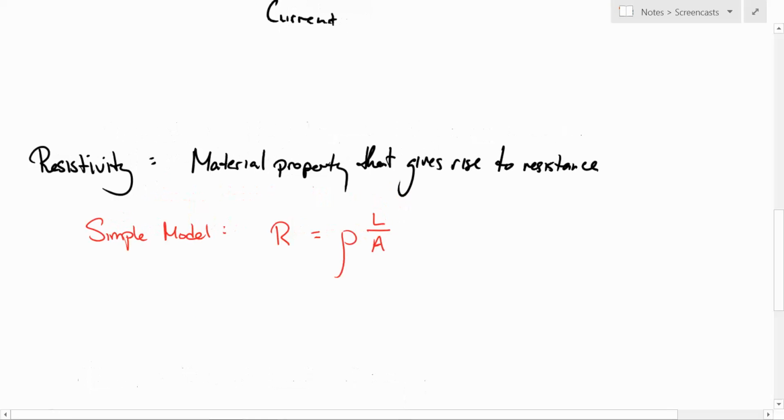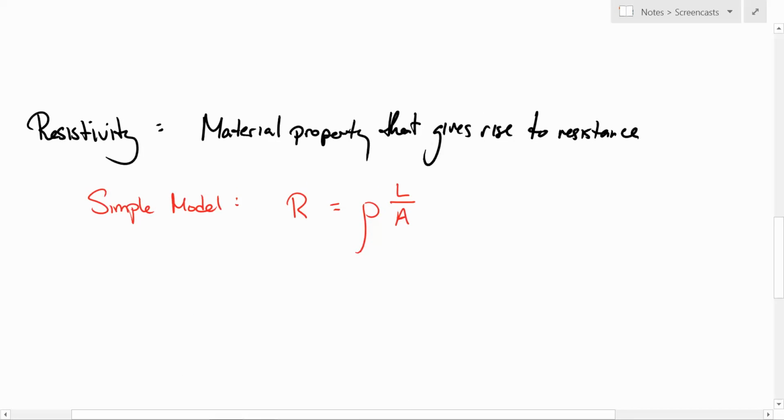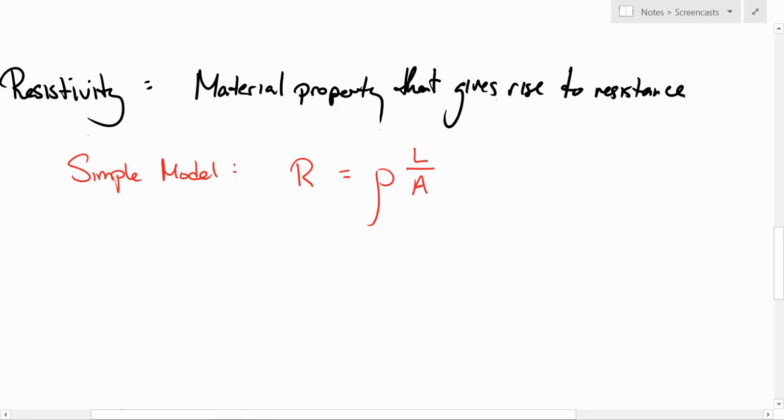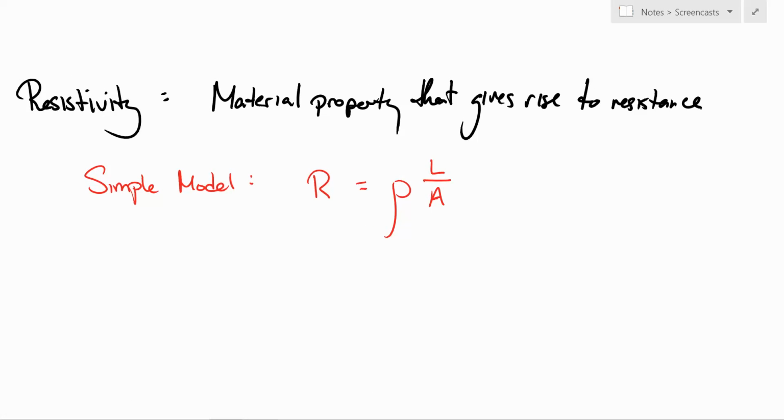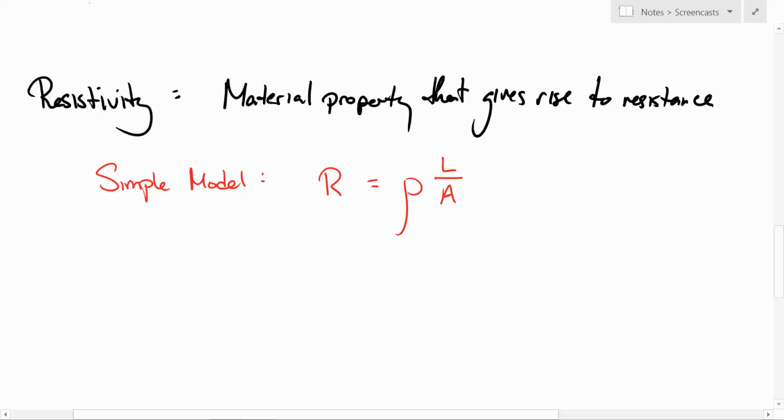Alright, so Ohm's law, useful thing. Now the question we have to address at this point is where on earth we are getting this whole resistance from. Resistivity is a material property that gives rise to resistance. A simple model we have is that the resistance of a conductor is proportional to the resistivity. That makes sense. If it's a more resistive material, whatever you've made out of it will have a greater resistance. It is linear in the length of the material, and inversely proportional to the cross-sectional area of the material.